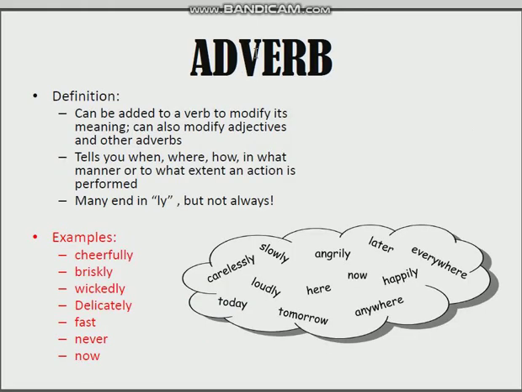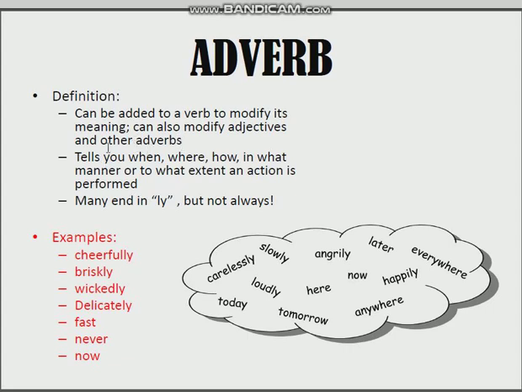You can read, see the word adverb. Adverb means it adds something to the meaning of the verb. That's why they are called adverbs. So remember friends, adverbs can be added to a verb to modify its meaning, means to add something to its meaning. It can also modify adjectives and sometimes even adverbs. Remember, adverbs can modify adjectives and sometimes even adverbs itself.